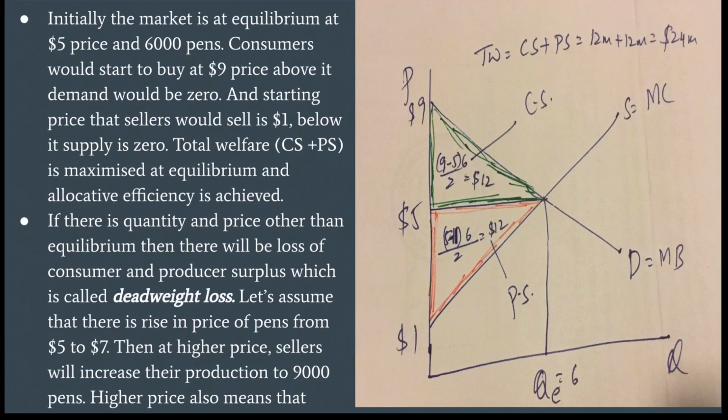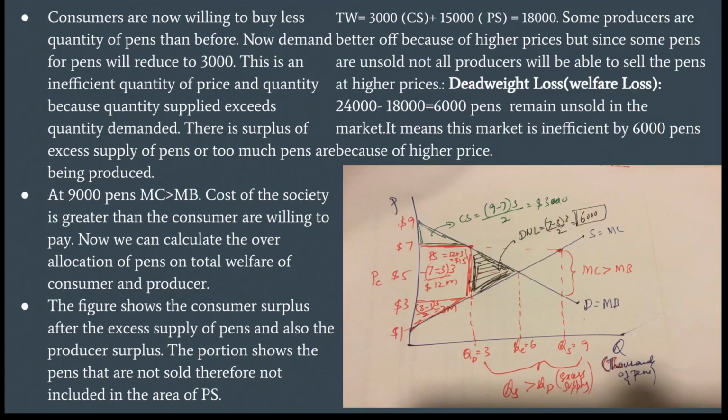Let's assume that there is a rise in price of pens from $5 to $7. Then at higher price, sellers will increase their production to 9,000 pens. Higher price also means that consumers are now willing to buy less quantity of pens than before. Now demand for pens will reduce to 3,000. This is an inefficient quantity of price and quantity because quantity supplied exceeds quantity demanded.